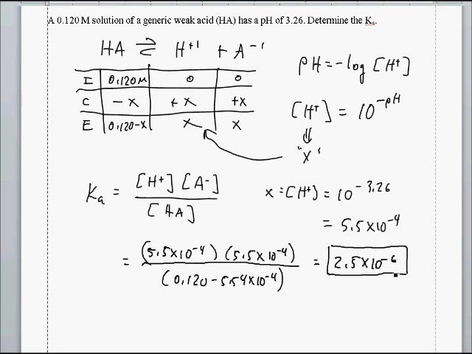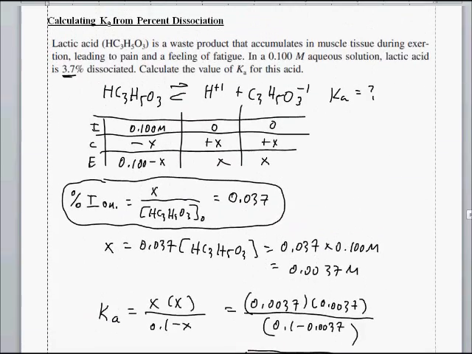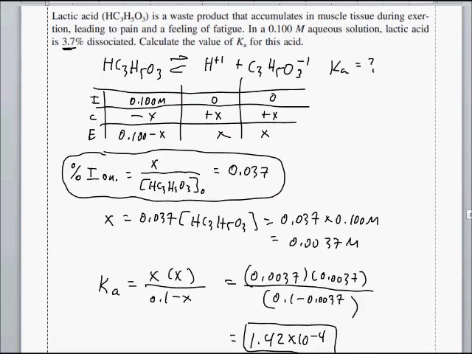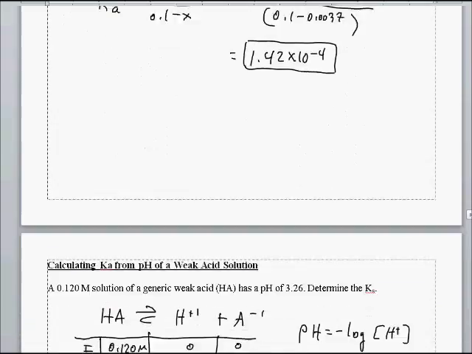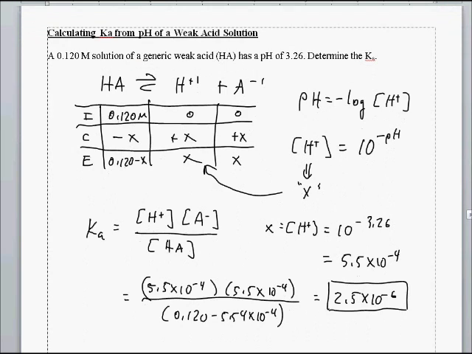So again, we came at this from two different places. In one case, we did it using percent ionization, and that allowed us to find the equilibrium amounts of everything and plug them into the K expression. And then we did the same thing, but starting from pH.